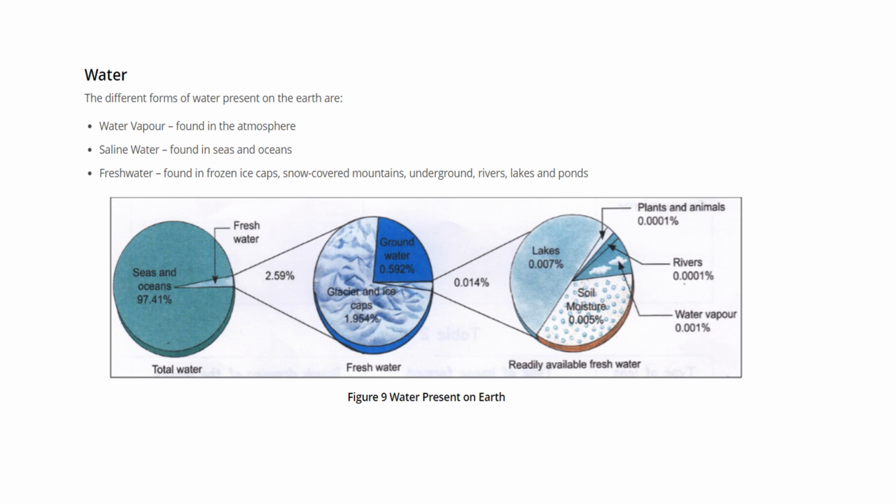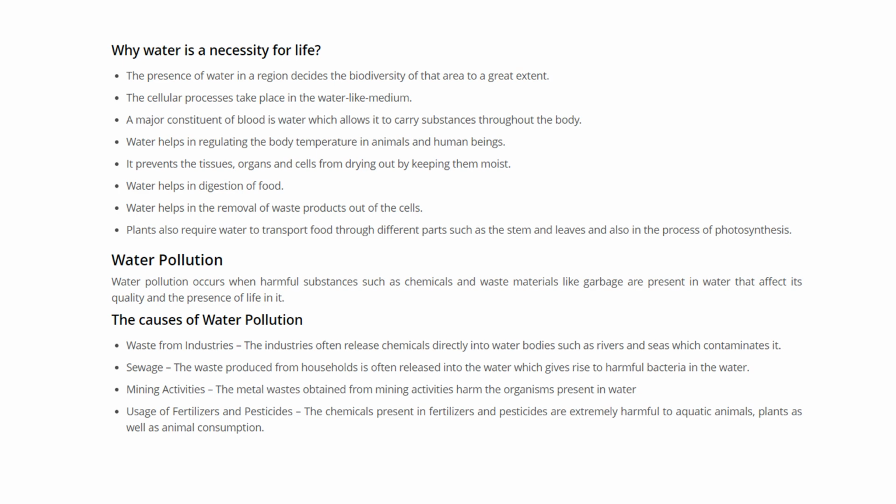So basically there is 2.59% of fresh water out of the total water. In that it is divided among the glaciers and the ice caps, and then the one which we drink actually is 0.014%. Though most of the earth is covered with water, the water which is needed for us to sustain is very less. So water is one of the major resources which determine life on the land. The presence of water in a region decides the biodiversity of that area to a greater extent.